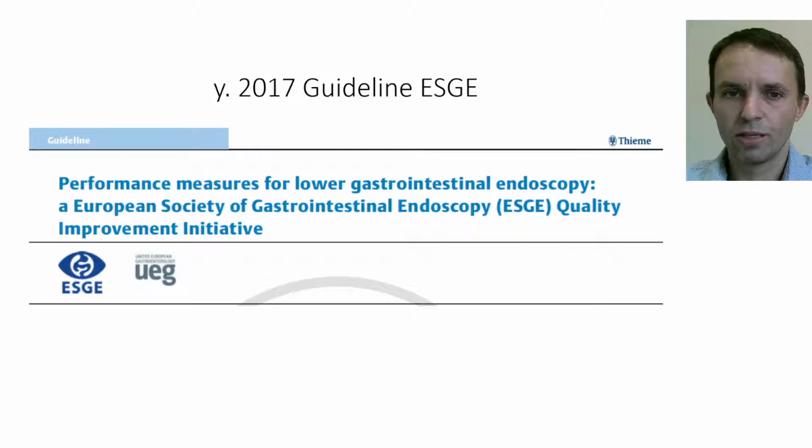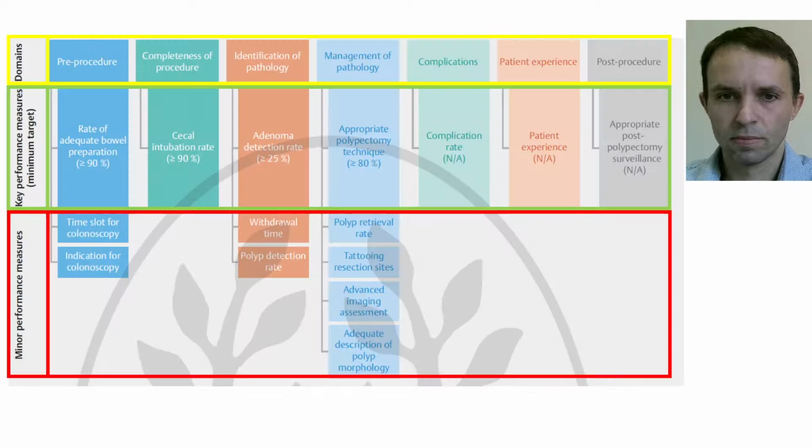As a frame for my talk, I will use the beautiful guideline published by the European Society of Gastrointestinal Endoscopy in 2017. The authors of this guideline divided the pericolonoscopy period into 7 domains, where each domain has one key performance measure and may have one or more minor performance measures.